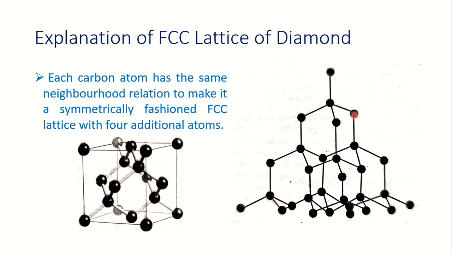Here also is one of the chair conformations. Look at the movement of the cursor. This is one of the chairs. Here is another chair. So you know the structure of cyclohexane. So it looks like cyclohexane. All the chair conformations of cyclohexane-like structures are connected in a uniform way, so that the neighborhood relations are symmetrical.